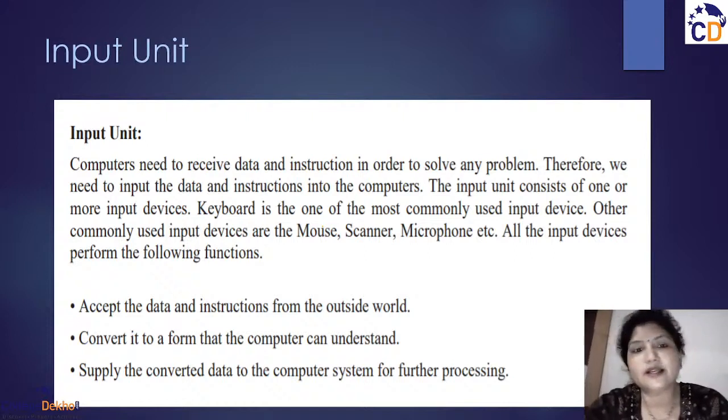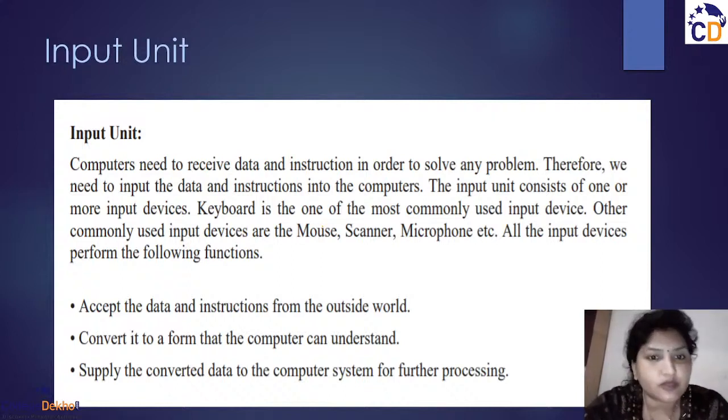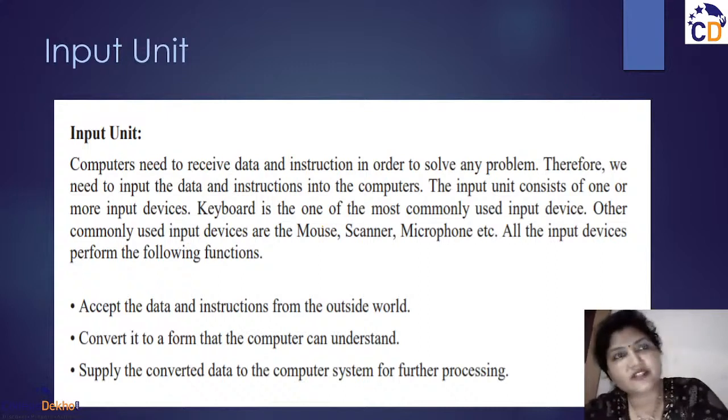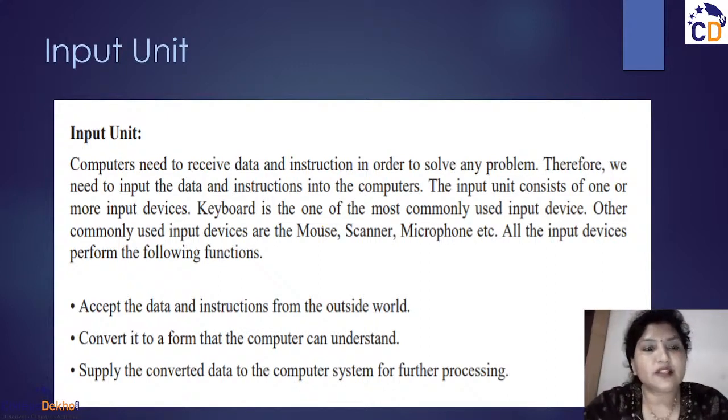The input unit consists of devices through which the computer receives information or instructions. How is it going to receive them if there is no input device, right? Therefore we need to input the data and instructions into the computer using input devices. The input unit consists of one or more input devices. It could be a keyboard, a mouse, a scanner, or a microphone through which my voice is recorded. All these are input devices and they have their own function. What is the role of these input devices? They accept the data and instructions from the outside world.